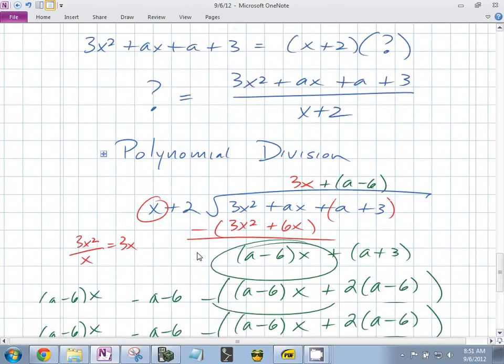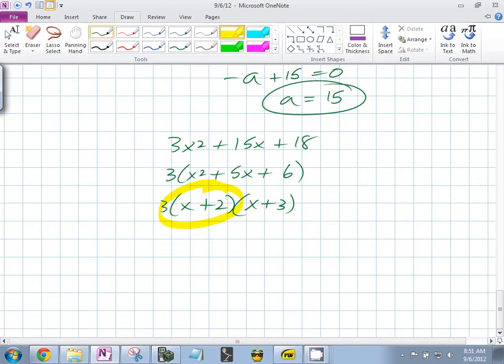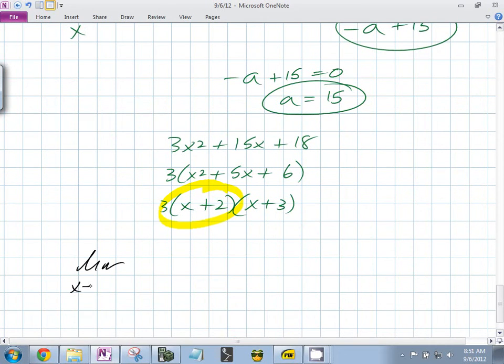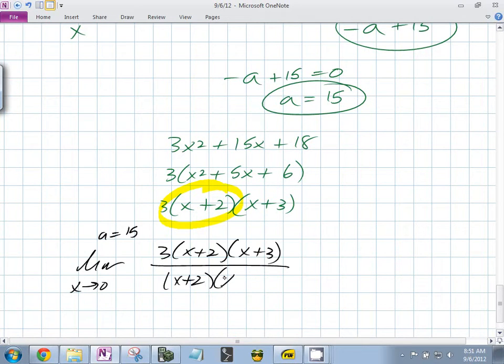We can now find the value of the limit, because now we know that the limit as x goes to 0 is going to be 3 times (x plus 2) times (x plus 3). Remember, this is when a is equal to 15, all over x plus 2. What is it? x minus 1, I think. Was that it? Was it x minus 1?